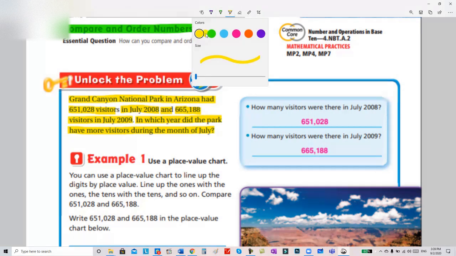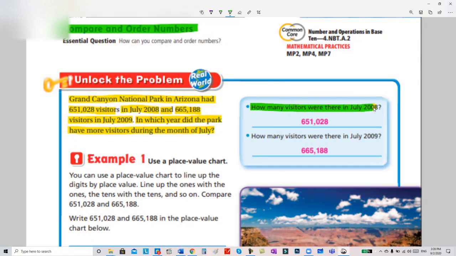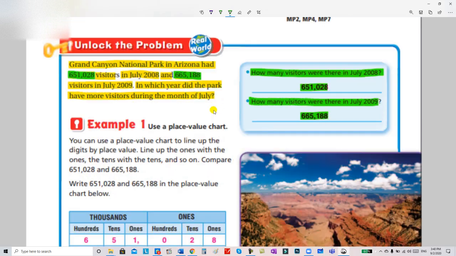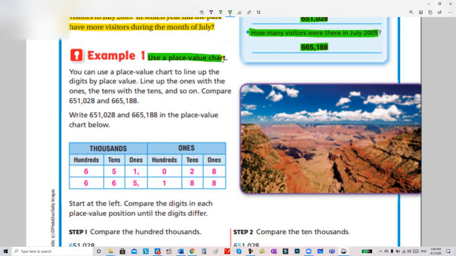Okay, let's answer these two questions. How many visitors were there in July 2008? Okay, let's see here. In July 2008, we have this number. So we have 651,028 visitors. And how many visitors were there in July 2009? We have here 2009, this number. So it will be 665,188. Okay, let's use a place value chart to compare between these two numbers.